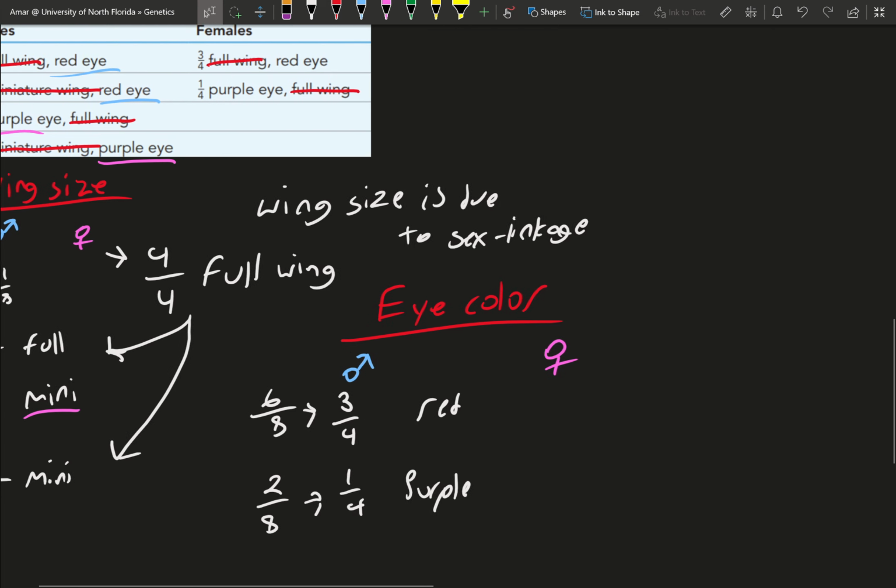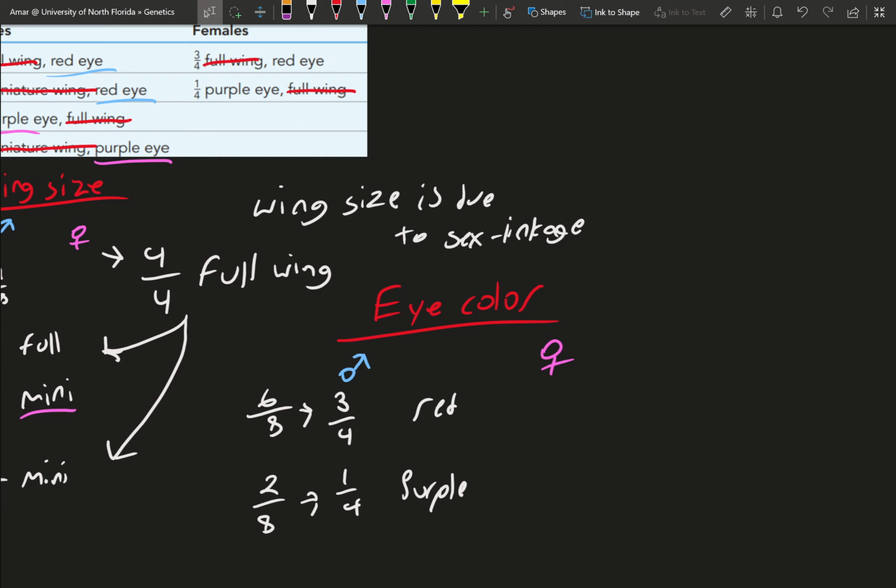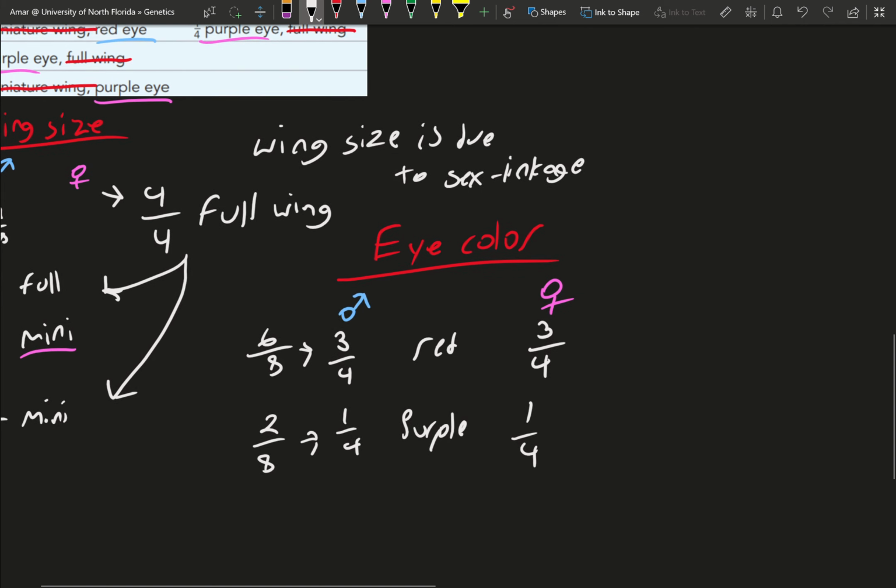Now let's do the same thing for the females. For the females, you have 3/4 red eye and 1/4 purple eye. As you can tell, for the eye color, this trait is not due to sex linkage because we exhibit the exact same phenotypic ratio between the males and the females.